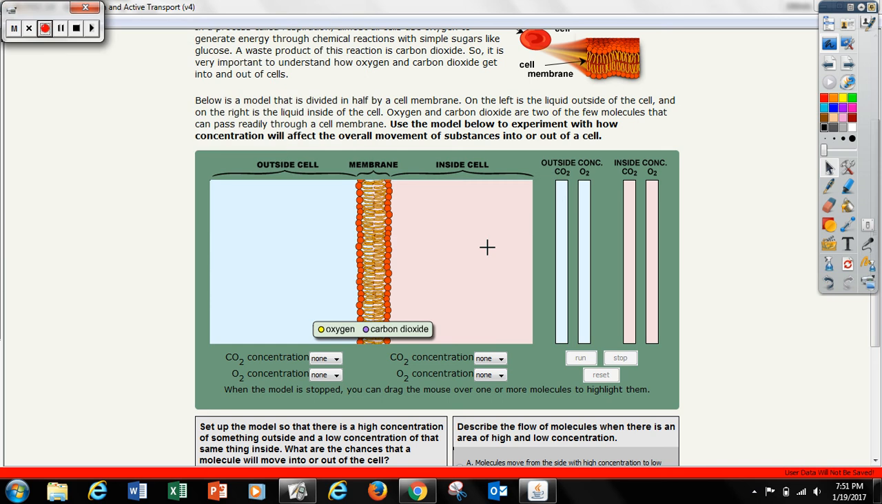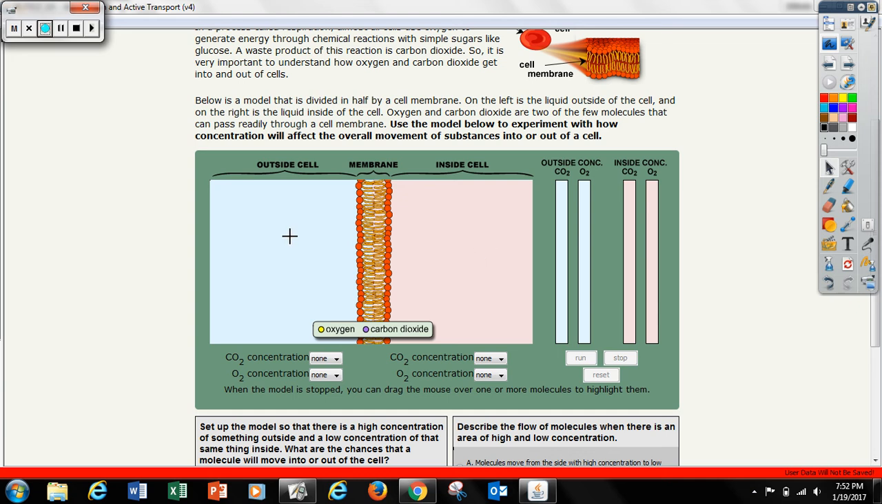Alright, so a couple of you have asked me to put some notes online going through this activity. So I'll do my best, and please just ask questions. So I want to go through diffusion, osmosis, and then active transport.